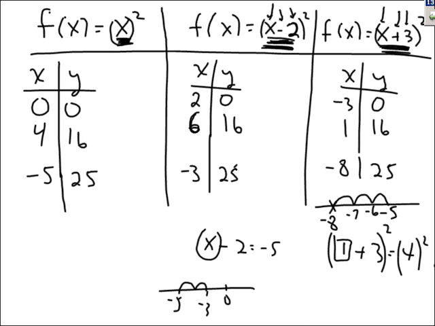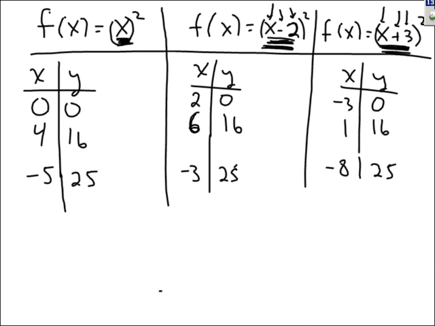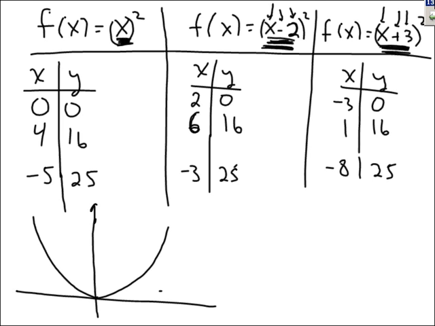Okay, let's see what is going on. These are called horizontal shifts. In the first case, here is y equals x squared. In the second case, it's y equals (x minus 2) squared. Remember, another name for f of x is y. So y equals (x minus 2) squared.